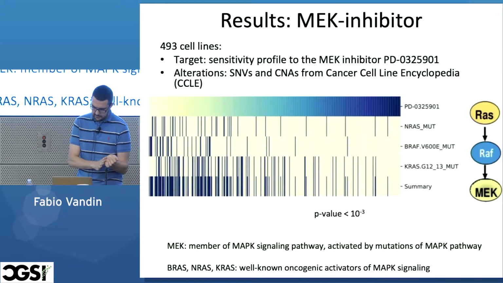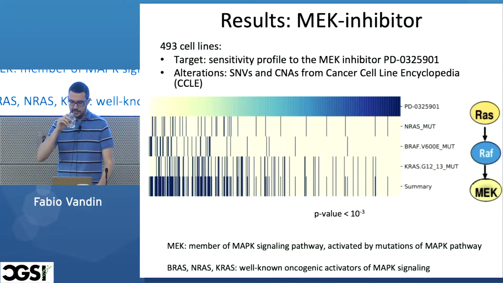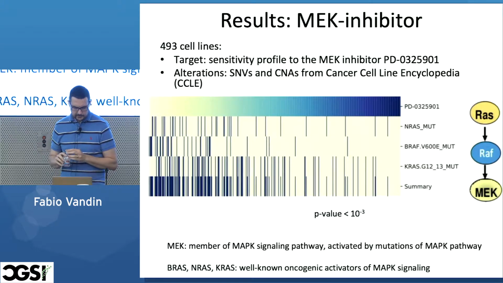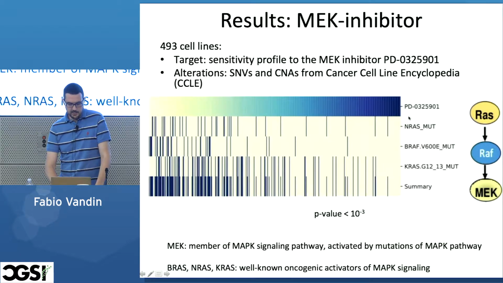We looked at, as a case study, the results that we have when we look at the sensitivity profile to a MEK inhibitor. Again, the alterations are given from the Cancer Cell Line Encyclopedia, and the number of cell lines that we have here is around 490, around 500. So, the numbers that I mentioned earlier. Again, this is the profile, and these are the alterations that are identified by our method, Uncover. As we can see, the alterations are essentially in genes NRAS, BRAF, and KRAS. And these are 3 well-known genes that are oncogenic activators of the MAPK signaling.